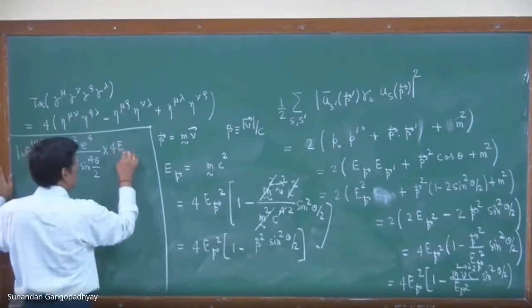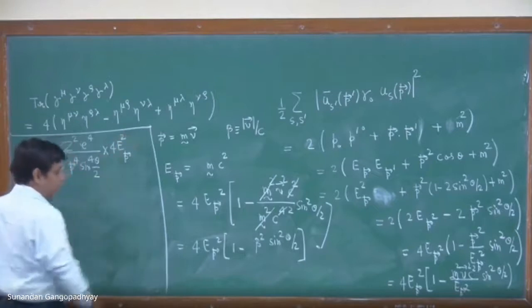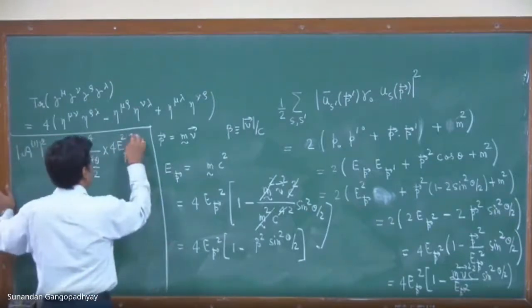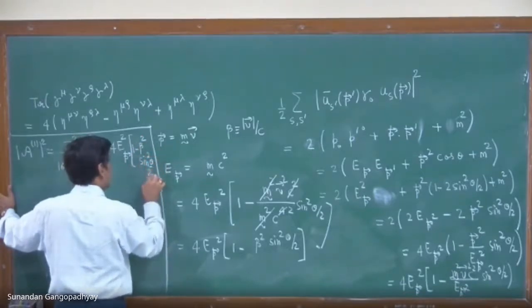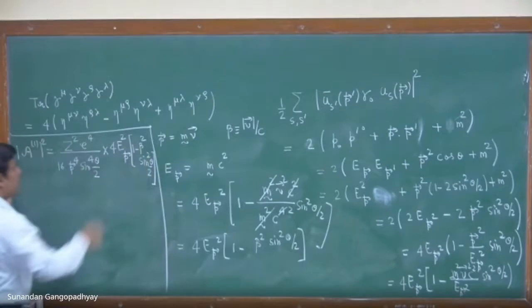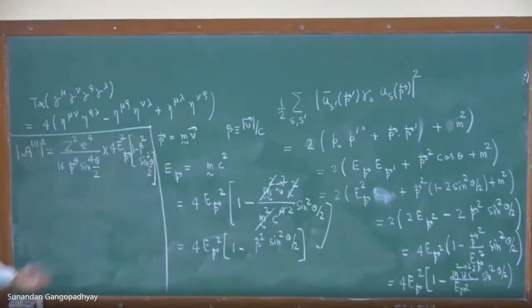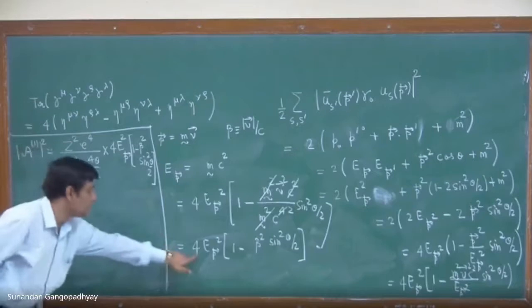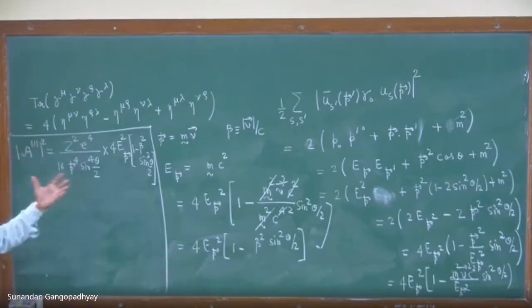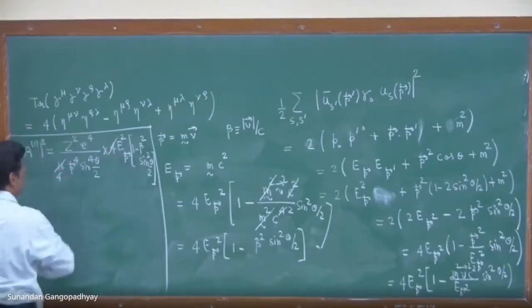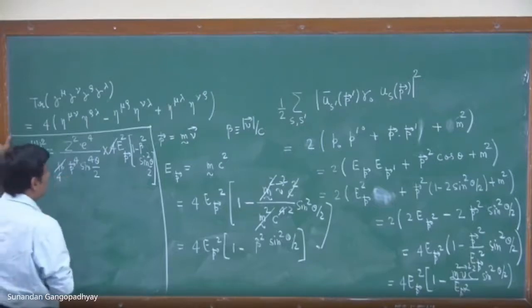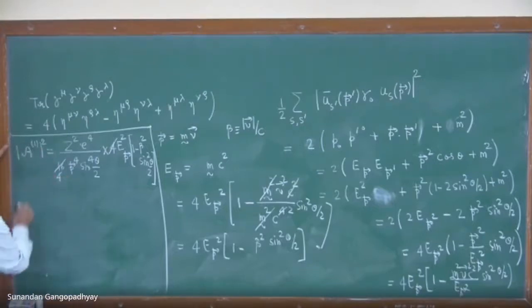This factor that arises now is 4 E_p square (1 minus beta square sine square theta by 2). This is the matrix element, the spinor part that we have now calculated, and this is the factor that was there. You have to take a mod square. So this 4 and this 16 cancel, which leaves a 4 downstairs. Therefore, the differential scattering cross section is d sigma by d omega.